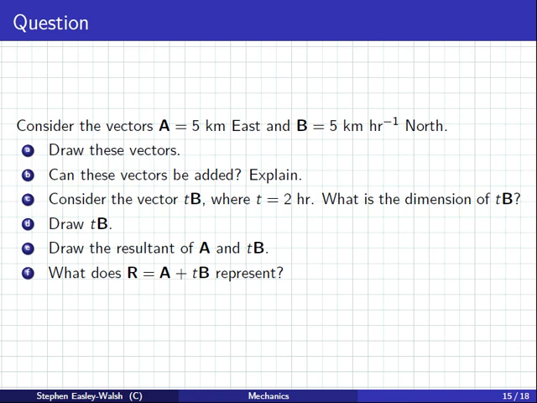Here's another example. Again, I'll ask you to draw this. I give you two vectors. Now look carefully. Vector A is 5 kilometers east and vector B is 5 kilometers per hour north. I want you to draw these, then tell me if you can add them, and then so on. So I'll just give you a minute to try this before I do it. Let's see if you can figure it out.